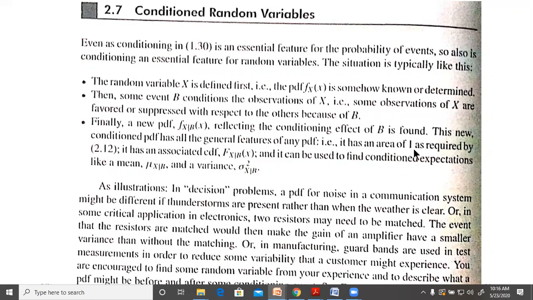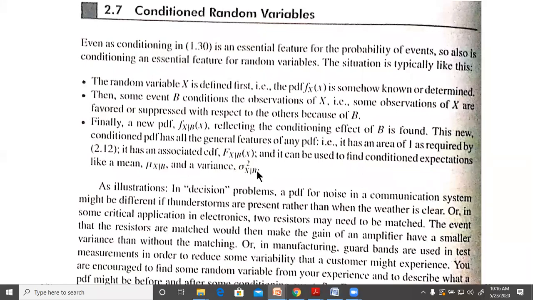That is, it has an area of 1 as required by 2.12, and it has an associated CDF, F_X|B(x). This is the conditioned cumulative distribution function, and it can be used to find conditioned expectations like the mean, mu_X|B, sometimes we call it conditioned on B or given B, and a variance, sigma squared of x given B. So x is dependent upon B.